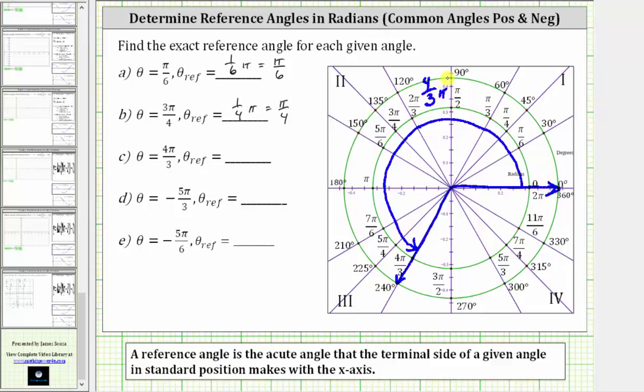The reference angle is the acute angle formed by the terminal side and the negative x-axis, which is this angle here. Again, because we counted by 1/3 pi radians, we know we rotated 1/3 pi radians to find this terminal side past the negative x-axis, and therefore the reference angle is 1/3 pi radians or pi over 3 radians.